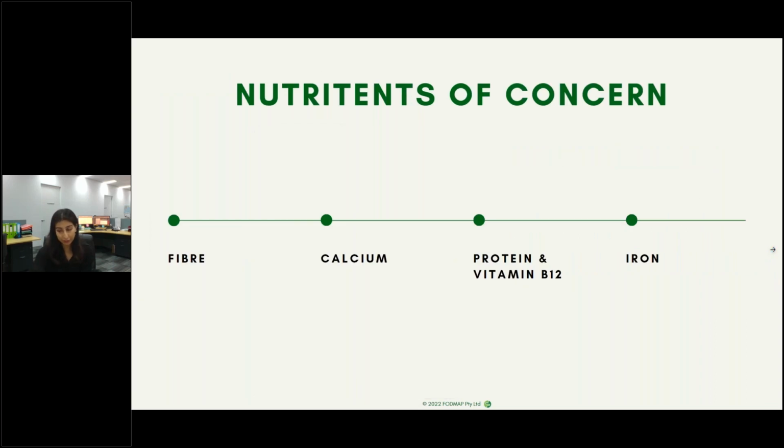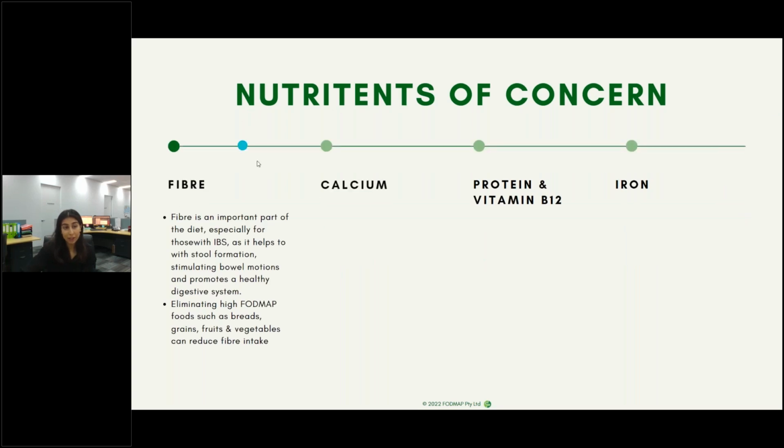Now, while we're following the low FODMAP diet, there are some nutrients that can be of concern if we follow it for too long. So firstly, we'll speak about fiber. Fiber is an important part of the diet, as we all know, especially for those with IBS, as it helps to stimulate bowel motion to promote a healthy digestive system.